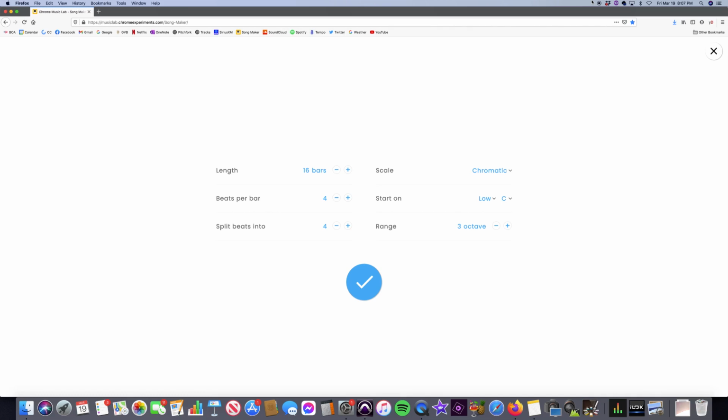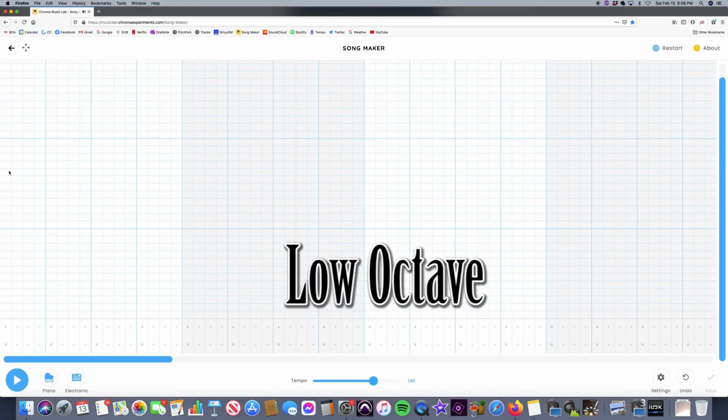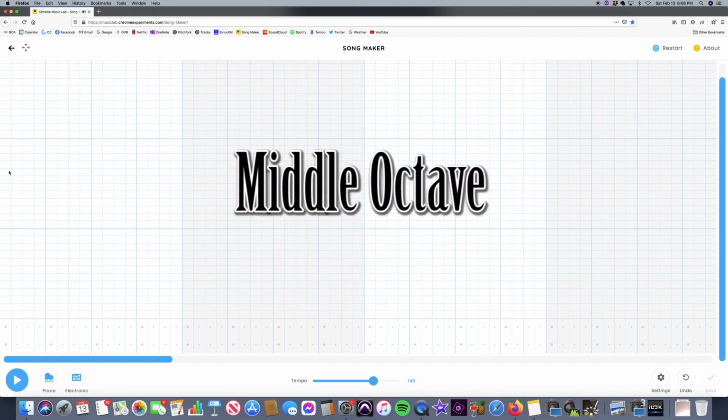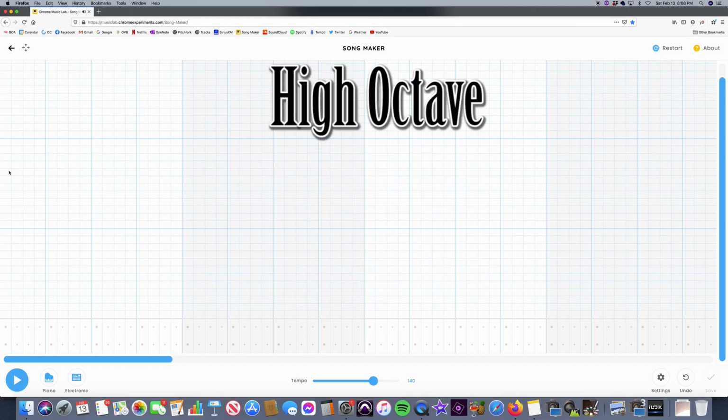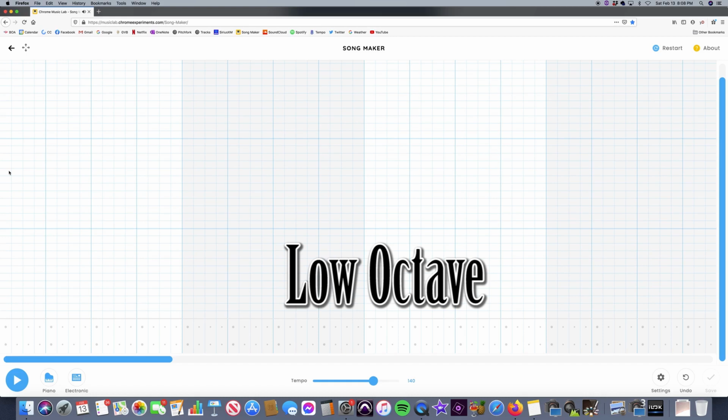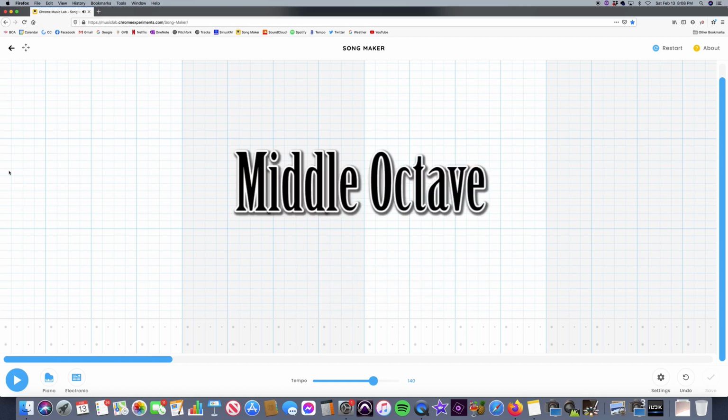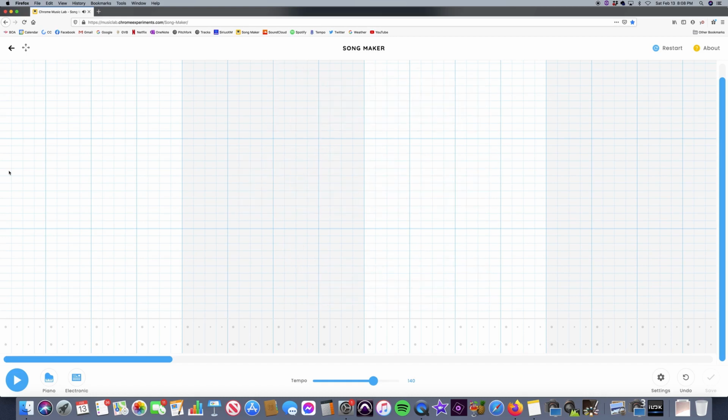All right, and then range, we have 3 octaves, which just maxes that out. 3 octaves is as much as it'll let us do. So that gives us the most range as far as the notes. There's a C, there's the C. Those are all C's, but that's the low octave, middle octave, and the high octave. So you have those 3 octaves.